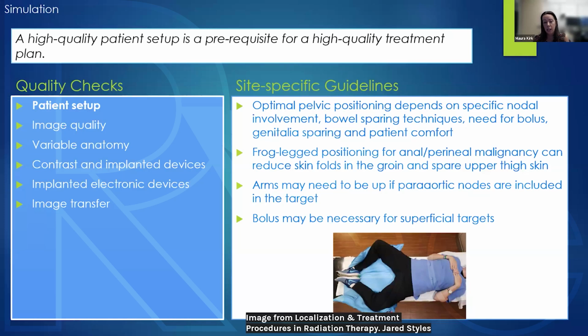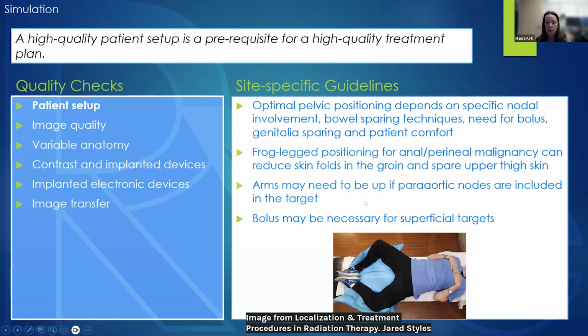Do we need to consider how to best spare the genitalia? And we're always looking to make the patient comfortable so that the treatment position will be reproducible. So frog-legged positioning is one position that's recommended for anal and perineal malignancy, as it can reduce skin folds in the groin and spare upper thigh skin. That's pictured in the treatment position below.